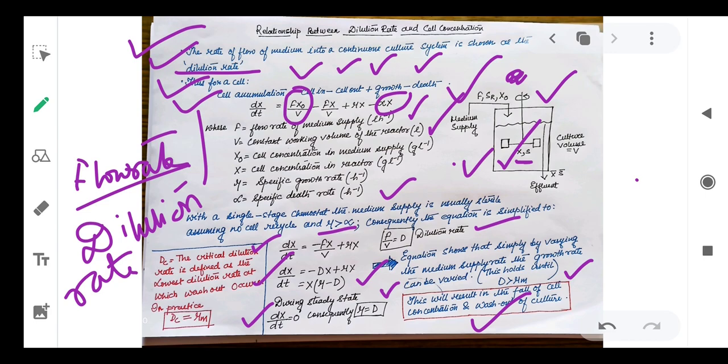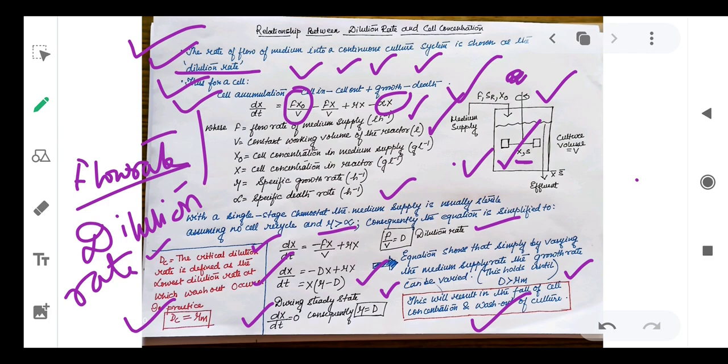So from here we can determine Dc, that is your critical dilution rate. The critical dilution rate is defined as the lowest dilution rate at which the washout will just start to occur. So we need to understand when the washout starts, and that is your critical dilution rate. And in practice, your critical dilution rate is your maximum growth rate.